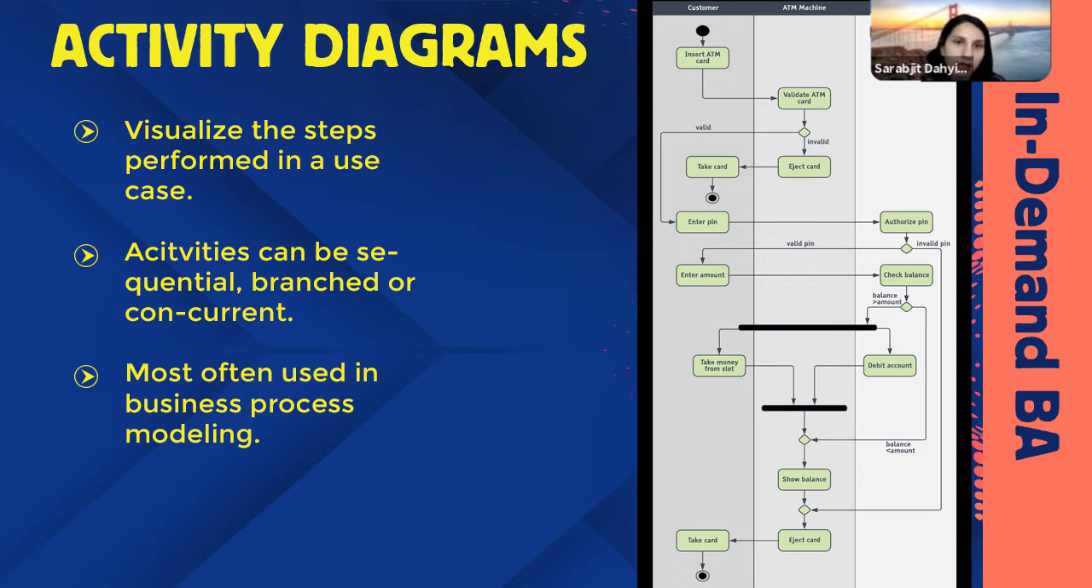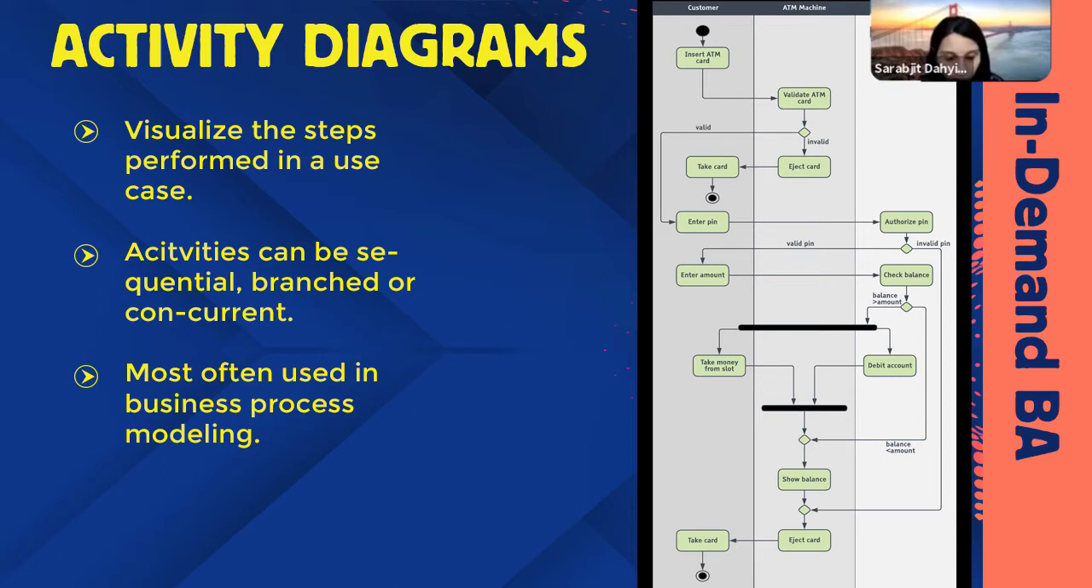If it is valid, if it is the correct card, you enter the PIN. There's an authorization. Again, is it valid or invalid? If it's invalid, it takes you down here to eject the card and take the card out. If it is valid, you enter the amount, and your bank account balance is checked. If the balance is sufficient, then you debit the account and take money from the slot. If the account balance is insufficient, then you give them a decision point to show them the balance and make a decision on what they need to do.